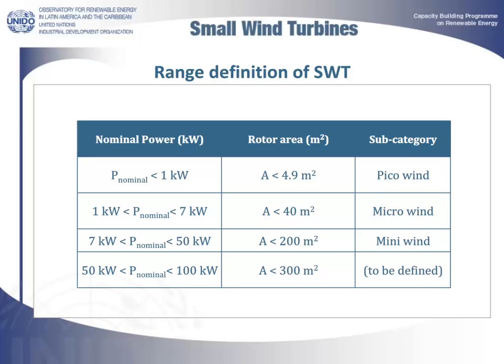The value of 40 square meters is the range that is currently expected for integration in the urban environment. The limit of 200 square meters includes most applications of small wind turbines. Finally, the limit of 100 kilowatts is defined in some countries as the maximum power that can be connected to low-voltage electric grids. The pico wind range is commonly accepted for less than 1 kilowatt wind turbines.